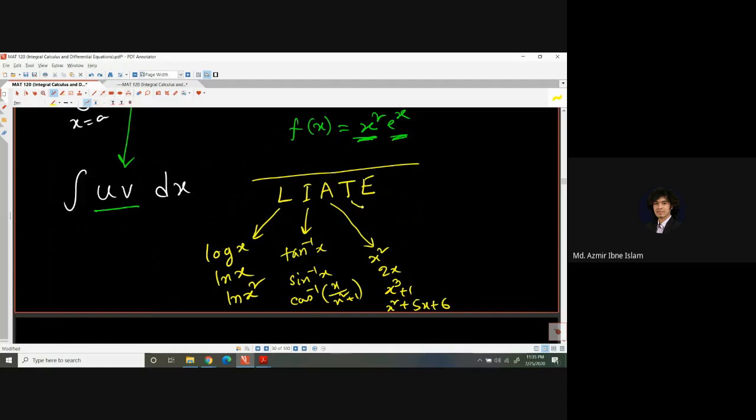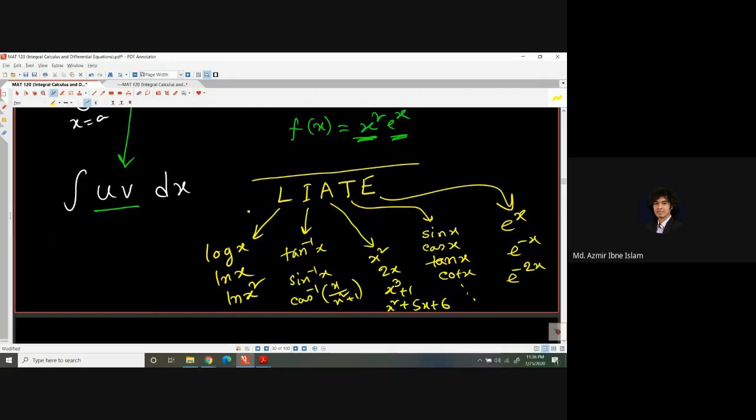What is T? T stands for trigonometric function, that is sine x, cosine x, tangent of x, cotangent of x, like this. What is E? E stands for exponential functions like e to the power x, e to the power negative x. We may have e to the power negative 2x. So this kind of functions are called exponential functions.